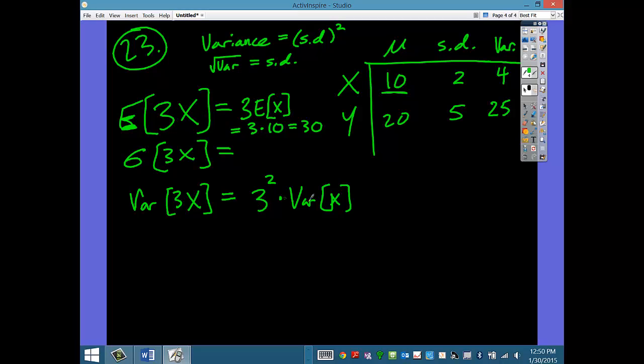But with variance, when we bring it out, it gets squared. So in the case of x, 3 squared is 9, and the variance of x we can see is 4. So that would equal 36, okay?